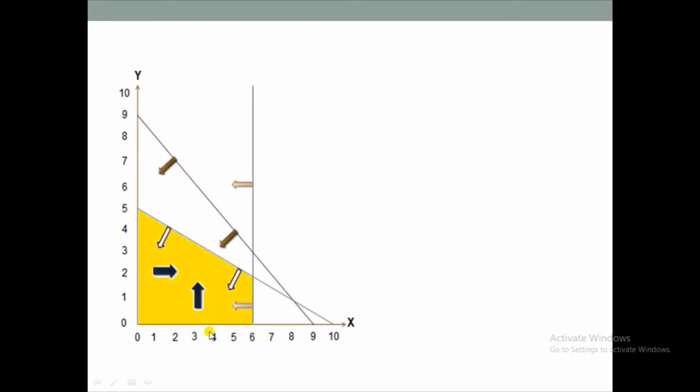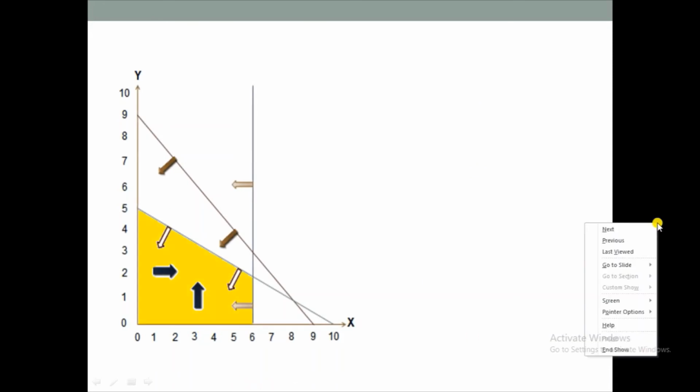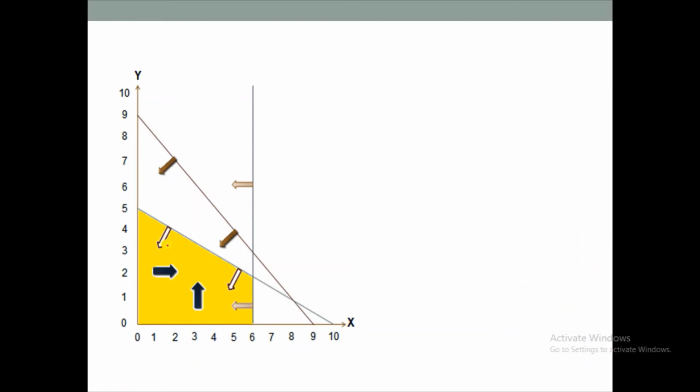So see here, we have got this region as the common region, and we know that this common region is called the feasible region. Whatever region has been shown in yellow color is the common region. Once again, you can review these arrows. This is showing this way, this is showing this way, this is showing this way, and this is showing to the downside.